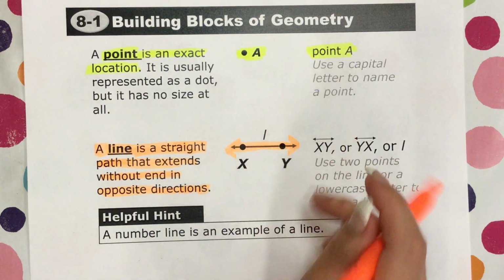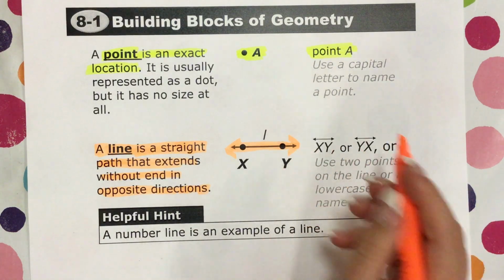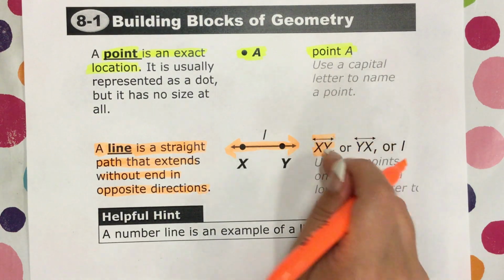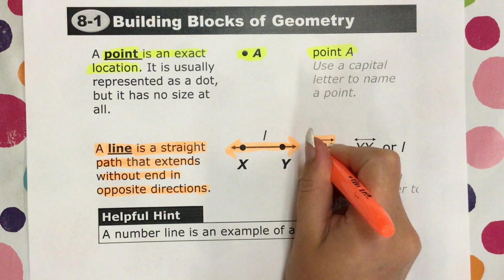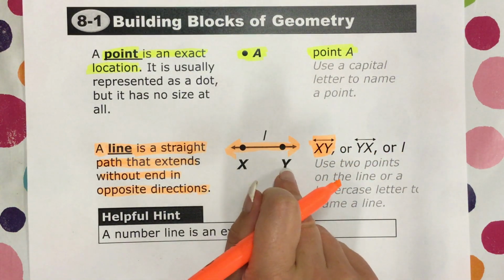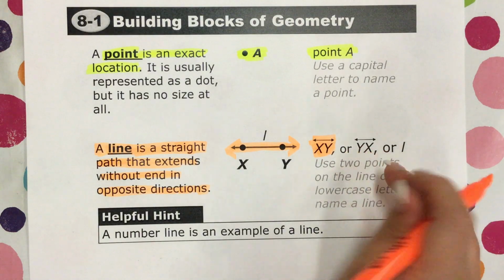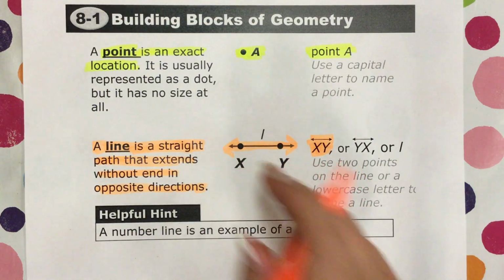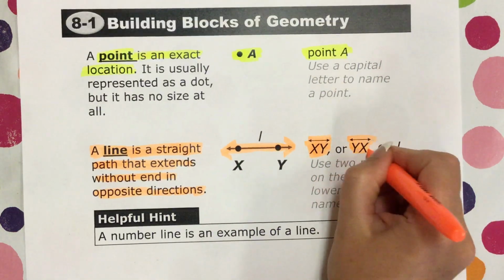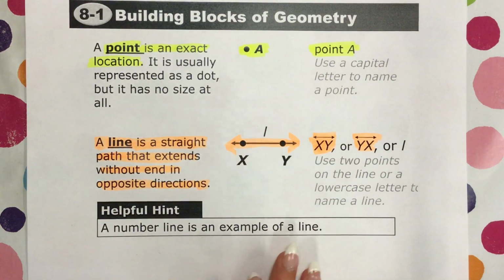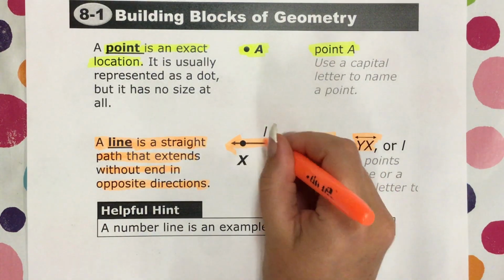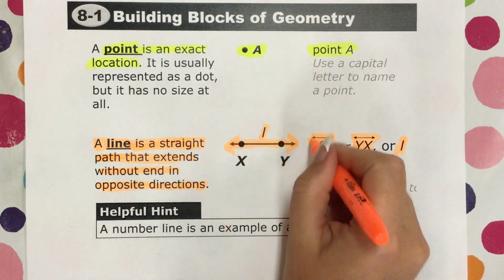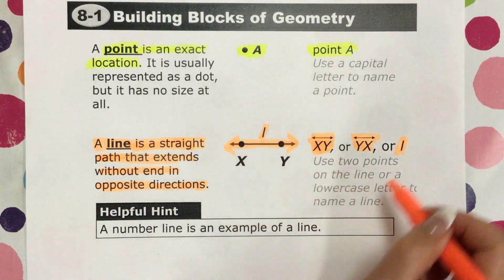Okay? Now there are different ways we can name this line. We can express this line as XY, and you see how it has this little line on top of it? That is the symbol for a line, because there's a point X and Y on the line. Or you could call it YX. It doesn't matter the order, whether it's XY or YX, but you need to have that little line symbol on top. Or you could call it by the label right here, which is just L. So there are actually three different ways to write this particular line: XY, YX, or L.